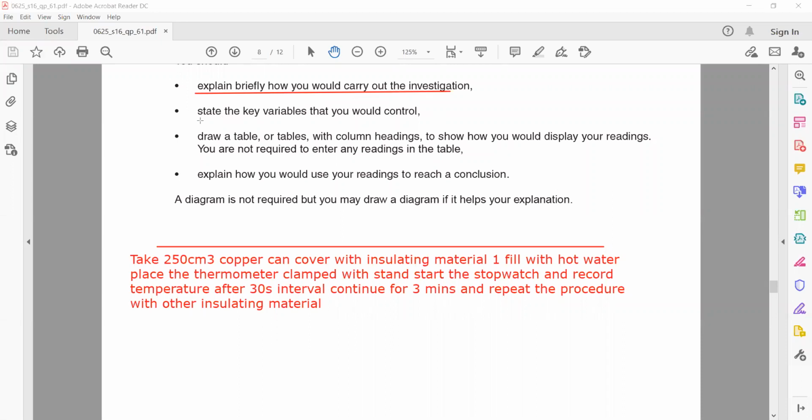Then the second part, the key variables that you would control, because you want the experiment to be fair. When you are doing the experiment for a fair comparison, what should you do, the key variables. So we will keep the variables constant. You can measure temperature after 3 minutes as well, but when you have more readings, your experimental accuracy increases. So you have a better way of comparison instead of just the first and the last value.